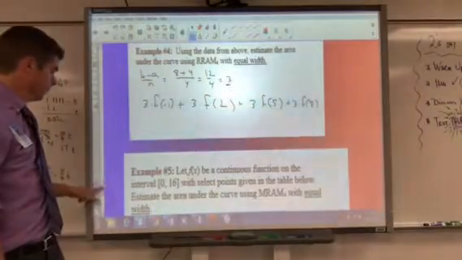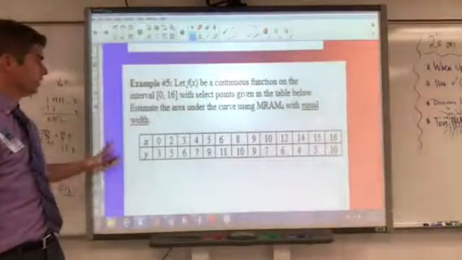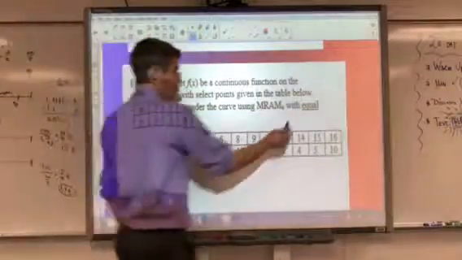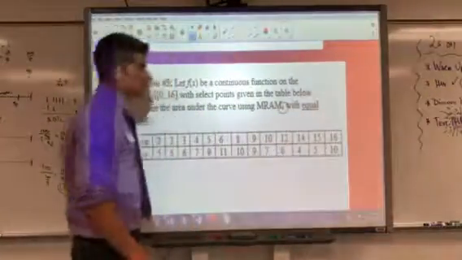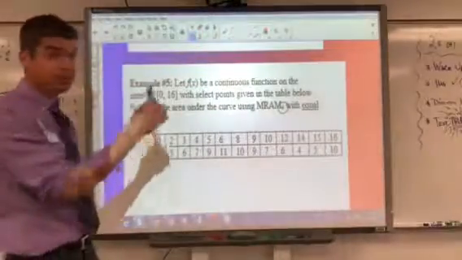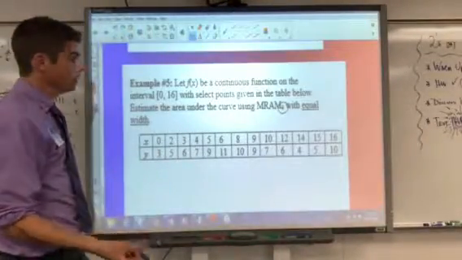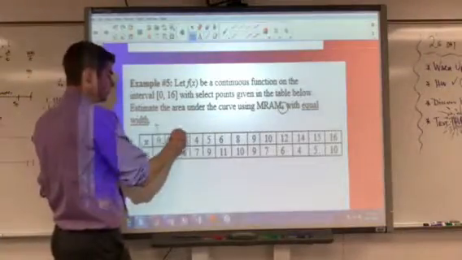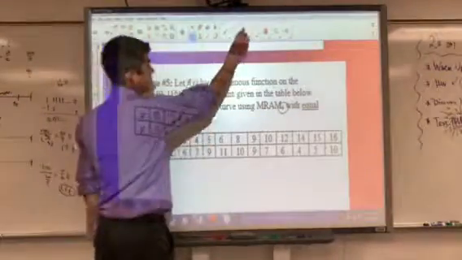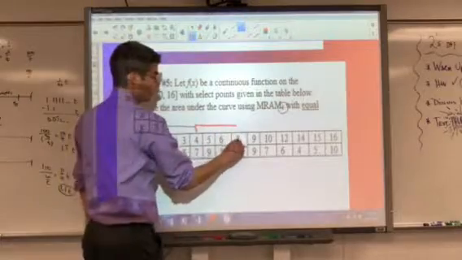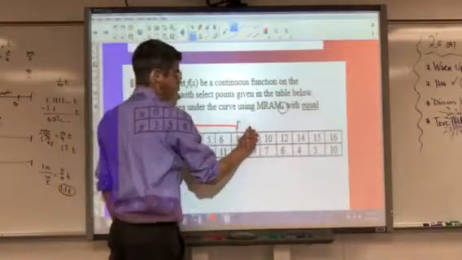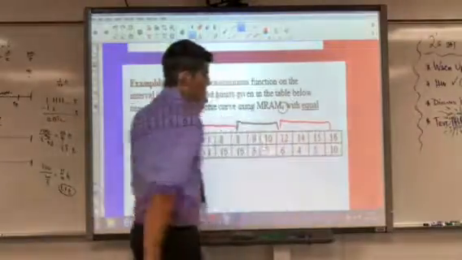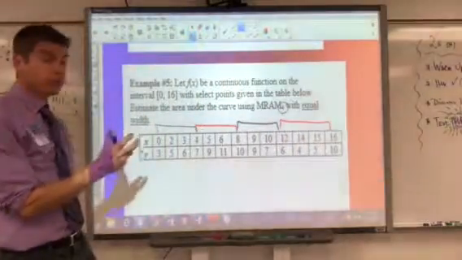Okay, so our last example, we have this table of values. It's 0 to 16, and I want RAM 4 with equal width. So 16 minus 0 is 16, divided by 4 is 4. So I know I'm looking for a width of 4. The first one is from 0 to 4. The next one is from 4 to 8. The next one is from 8 to 12. And then the last one is from 12 to 16. So those are 4 rectangles of equal width.